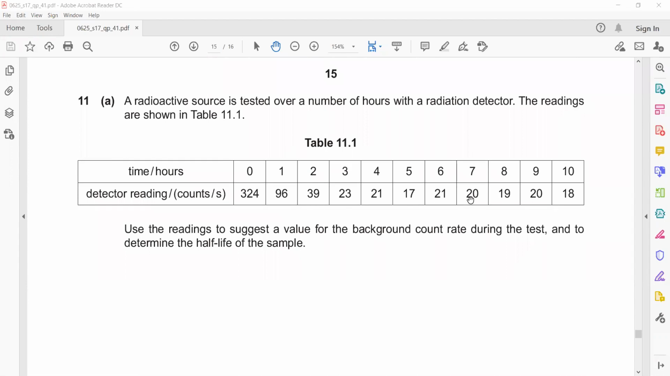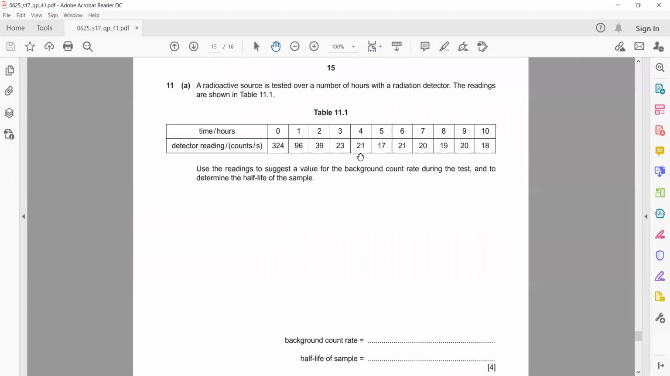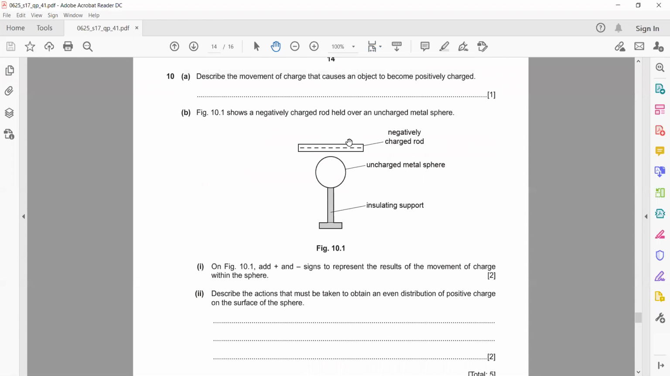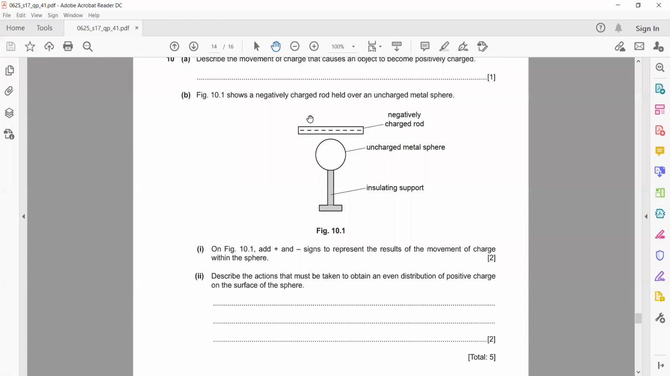Question 11. Any doubt in this? 10 B1 and B2. In B1 we'll draw a positive charge on top and negative charge down, and we connect an earthing wire. So connect an earthing wire, and the answer for this is: connect an earthing wire, remove the earthing wire first and then the charge rod to make it a permanently positive charge.